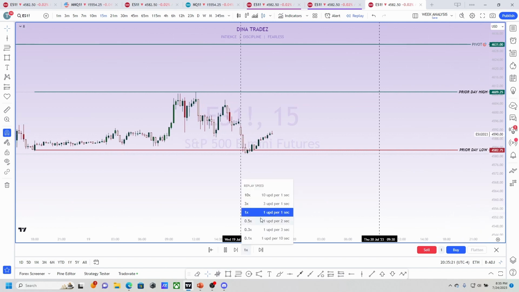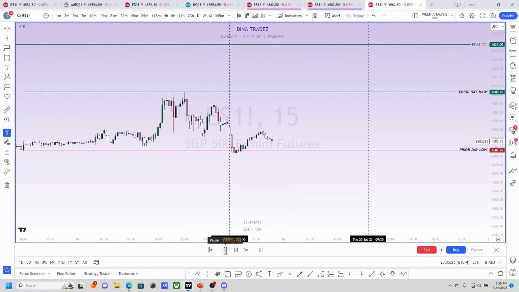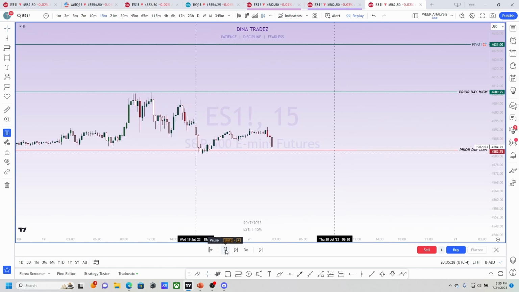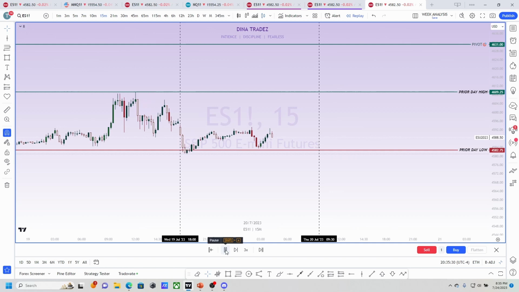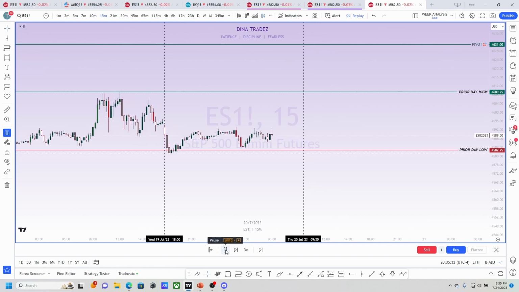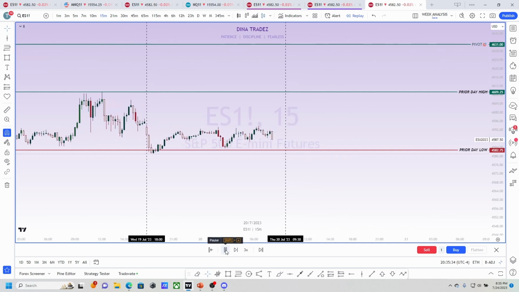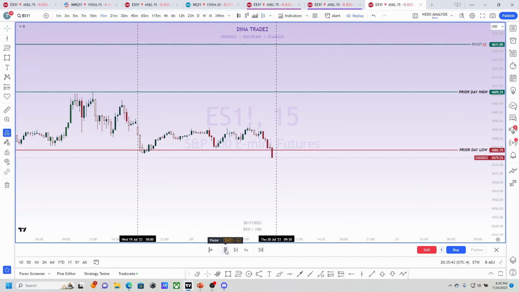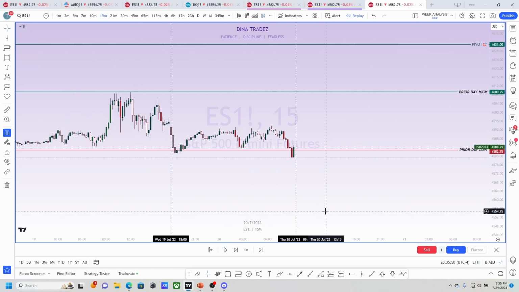Let me increase the speed a little bit because this is really slow. Get it a little bit faster. Okay, let's go. Let's see, it's 8:45. I'm going to reduce the speed a little bit. One more candle. Okay, so this is right before we open.